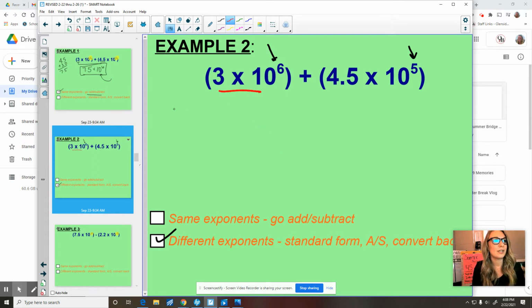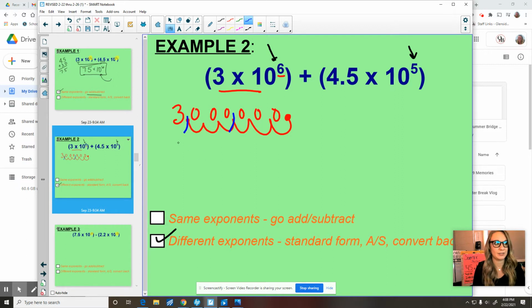So if I'm converting 3 times 10 to the 6th power to standard form, remember my decimal starts here. This tells me to go to the right 6 times. 1, 2, 3, 4, 5, 6. Fill in with zeros. And then as you've seen me just count back so that you have the commas in there. So this number is 3 million.